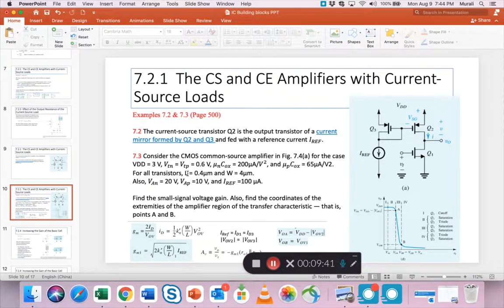and using all these formulas he solves for 7.3. Okay, so you can see the gain was derived to be about minus 42, and then he finds points A and B which define the output voltage swing, right? And so VOA is 2.45 and VOB is 0.32.